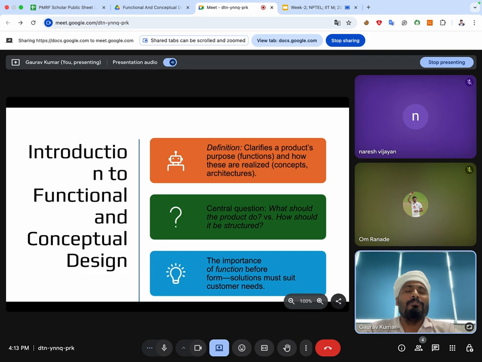Let me also tell you about function versus structure. Function is always the first step. We define the problem and the goal, and only after that we decide the form, structure and mechanism. The key insight is that design is not about what looks cool, it's about what works. Think function, then concept, then form.